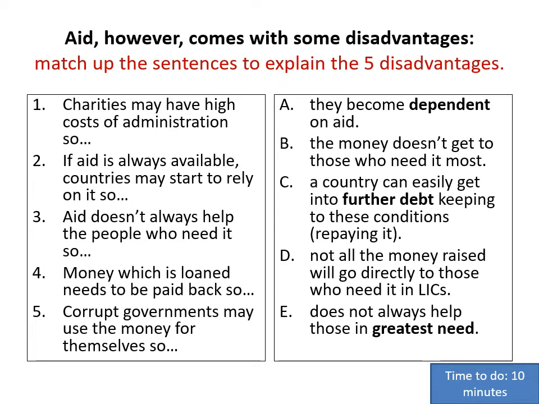Okay, so a task here of matching up. You've got the numbered beginnings of the sentence on the left and you have the lettered ends of the sentence on the right. Match them up and write them out. So you should end up with 5 sentences correctly matched up. Answers on the next slide. Pause now and get thinking.